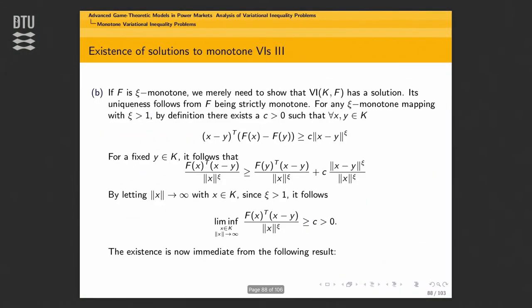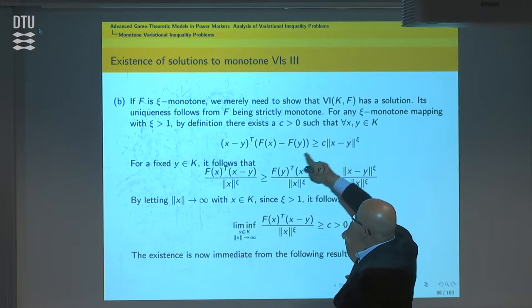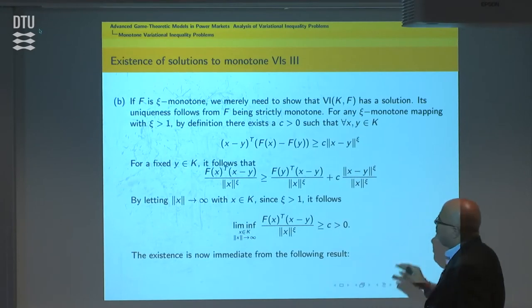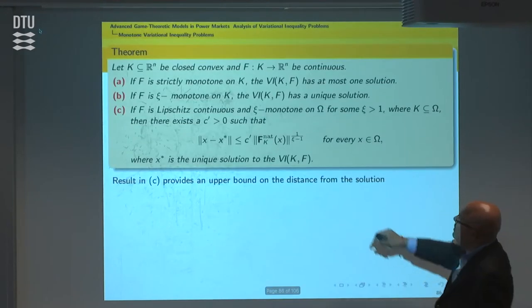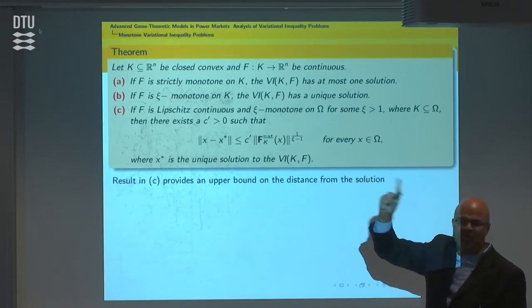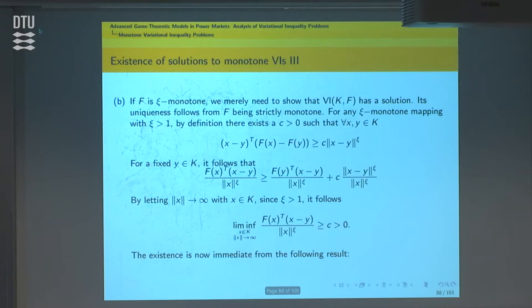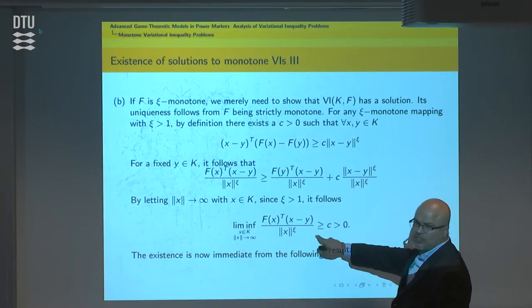Okay. Now, if f is psi monotone, you need to show it has a solution, right? Its uniqueness follows from f being strictly monotone. So remember, for psi monotone, this is the requirement. When it's psi monotone, it's strictly monotone, which means there's at most one solution. So all I need to show is there exists at least one solution. If there exists a solution and has at most one solution, then a solution exists and is unique. So all that we do here is prove that existence holds.